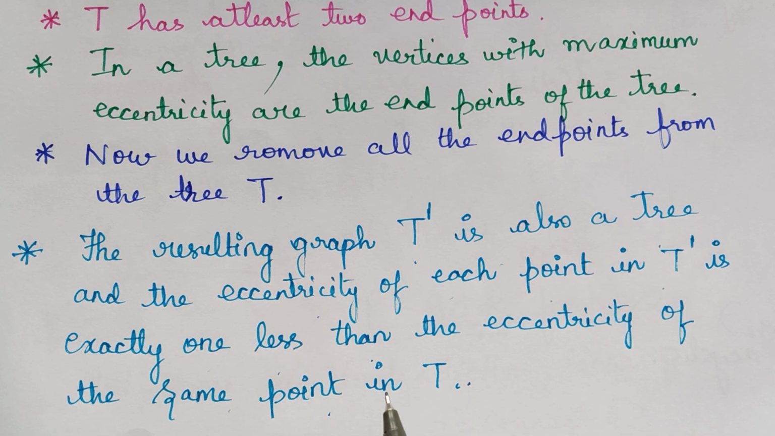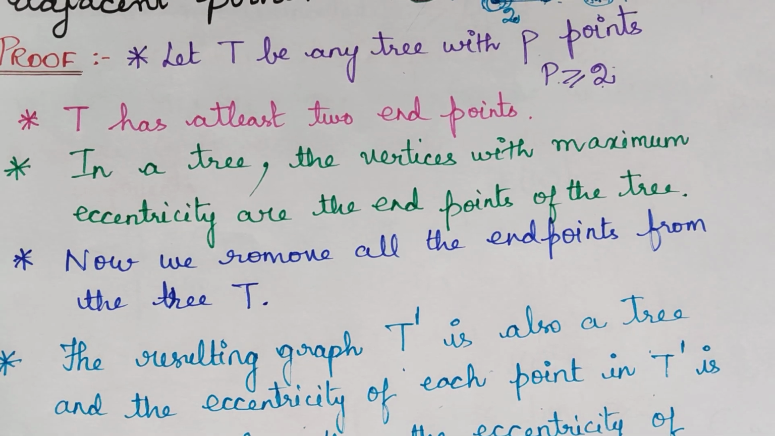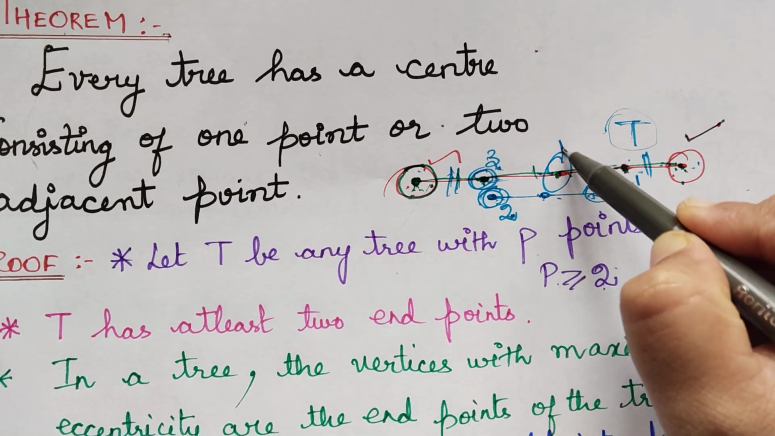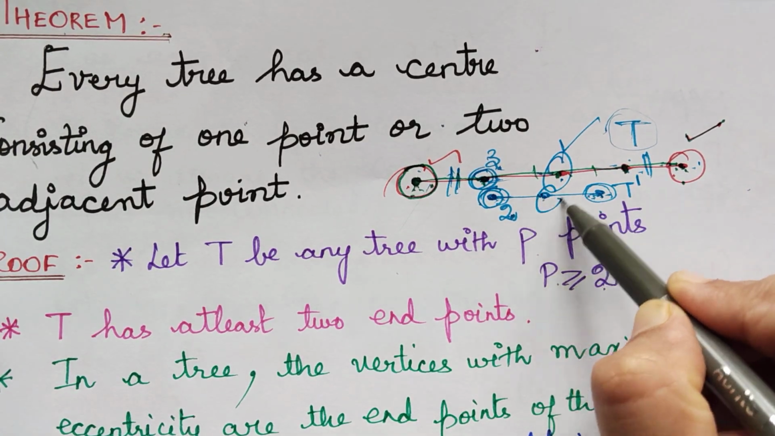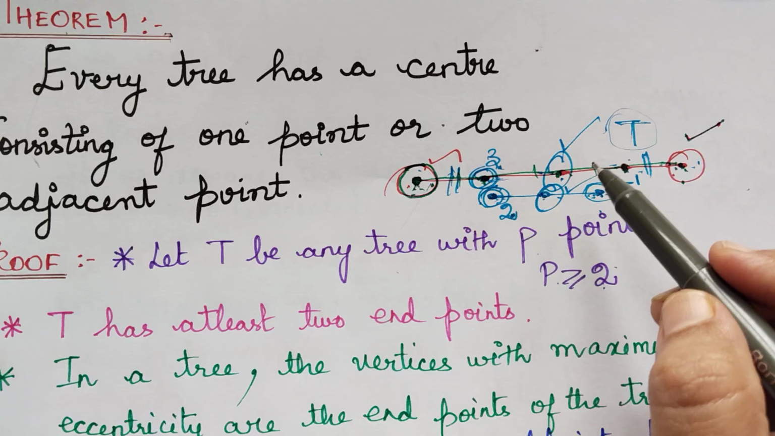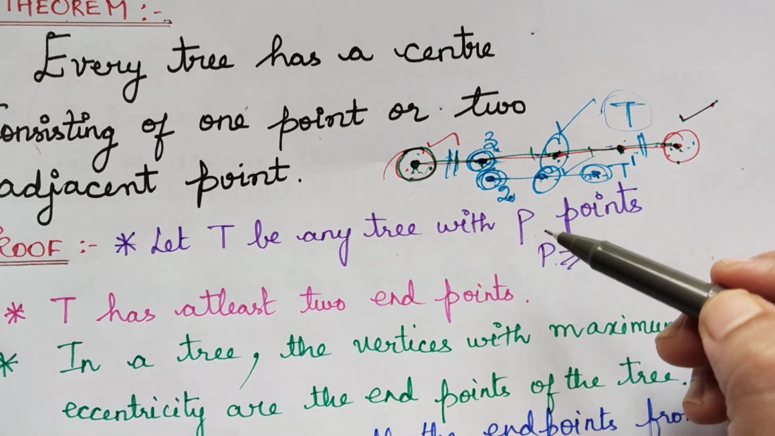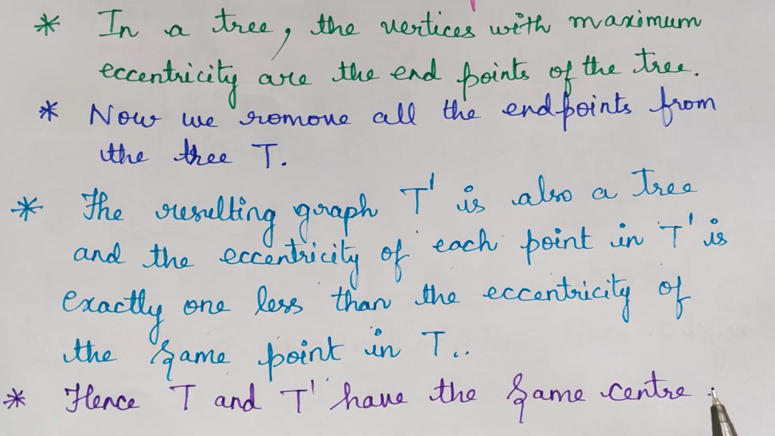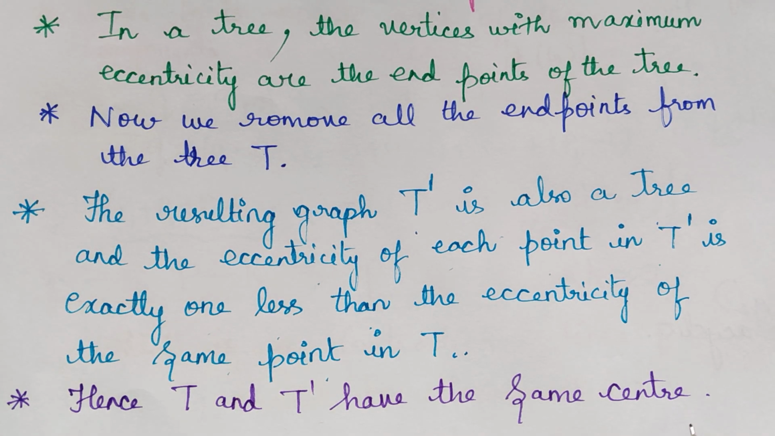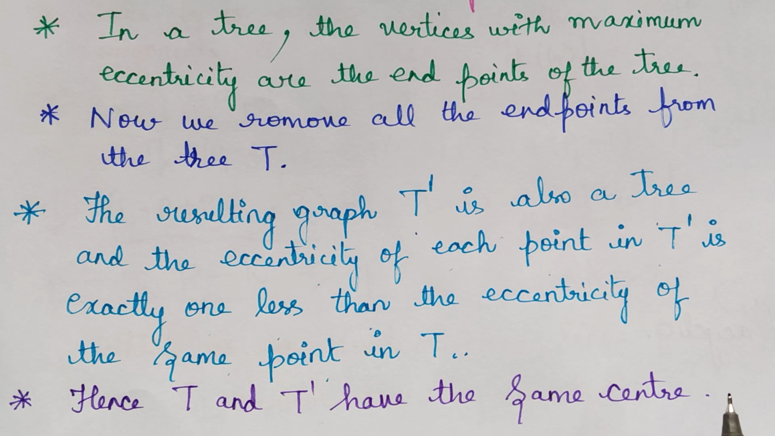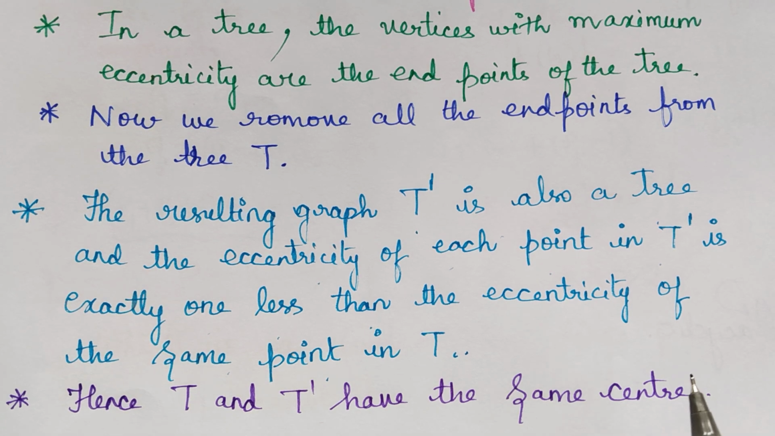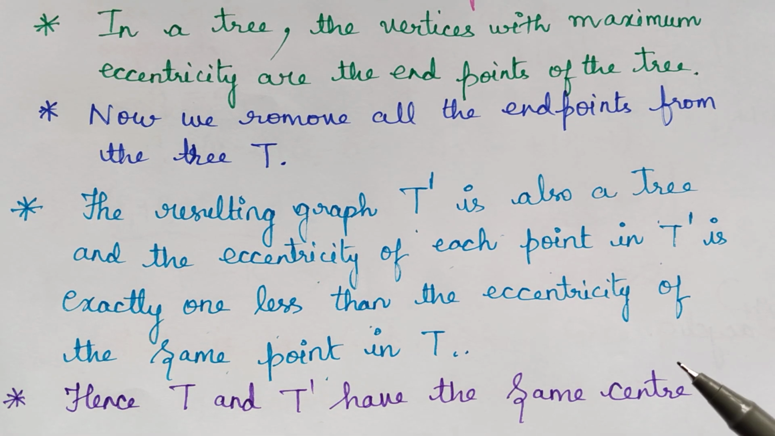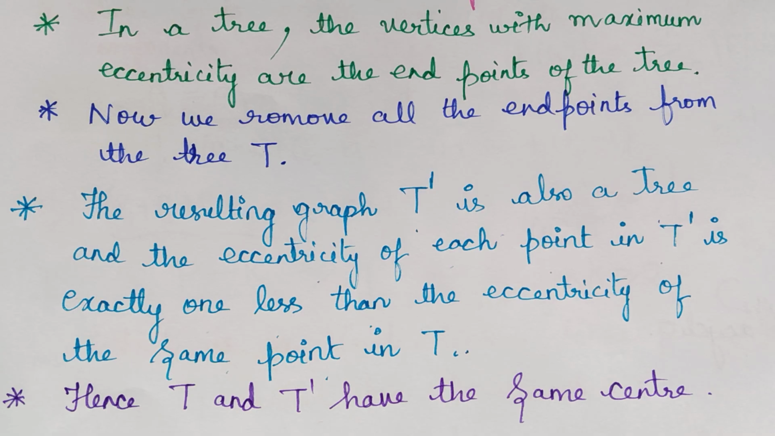So what we observe from this is that T and T dash have the same center. For example, the center of this graph was this vertex, and the same vertex is the center for this graph also. So the center is the same, therefore T and T dash will have the same center. Like this, we will keep on removing the endpoints. What will happen if the process of removing the endpoints is repeated? We will obtain successive trees having the same centers as we had for T.